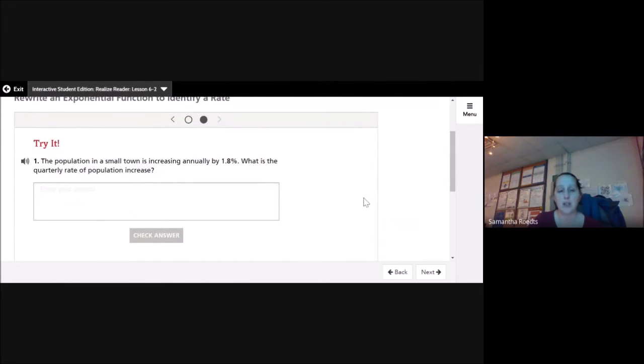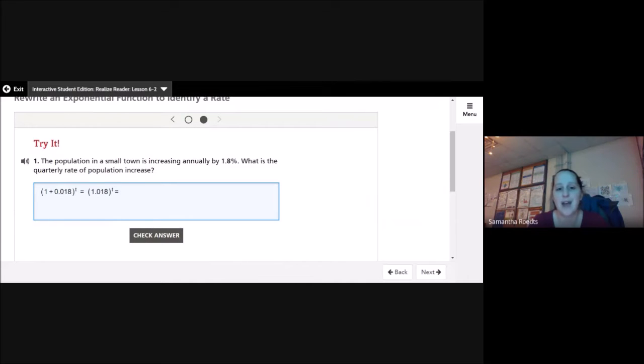All right, so let's try it. The population in a small town is increasing annually by 1.8%. What is the quarterly rate of population increase? Okay. So population's increasing annually by 1.8%. So I'm going to take that 1 plus 1.8. I'm going to change the 1.8 to a decimal. So remember, you have to divide that by 100 or move the decimal over, however you want to think about it. 0.018. And that's raised to the T. Okay. So 1 plus 0.018 is, of course, 1.018.